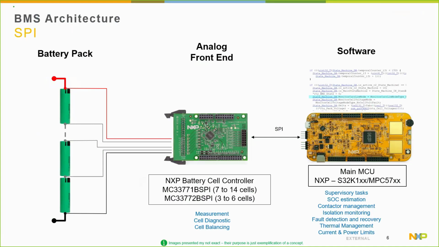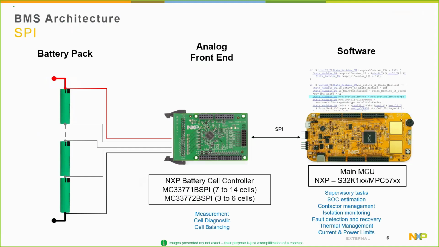Let's start with small battery packs, let's say up to 24 or 48 volts. The MC33771B SPI is targeted for a battery pack with 7 up to 14 cells in series. The MC33772B SPI is targeted from 3 to 6 cells in series. These battery cell controllers perform monitoring for the vital values like cell voltages, current, and cell temperatures. They are also capable of passive cell balancing and fault detection.